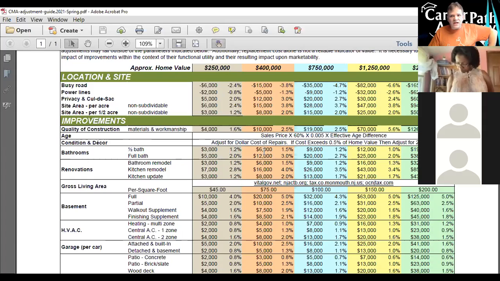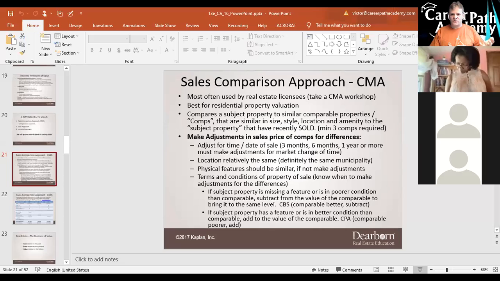But this changes every year, because remember, real estate values in the marketplace fluctuate. They go up, they go down. And there's a lot of factors that contribute to that, right? We went over all the factors that contribute to it. I mean, you have the economy contributing to those factors, for crying out loud, right?